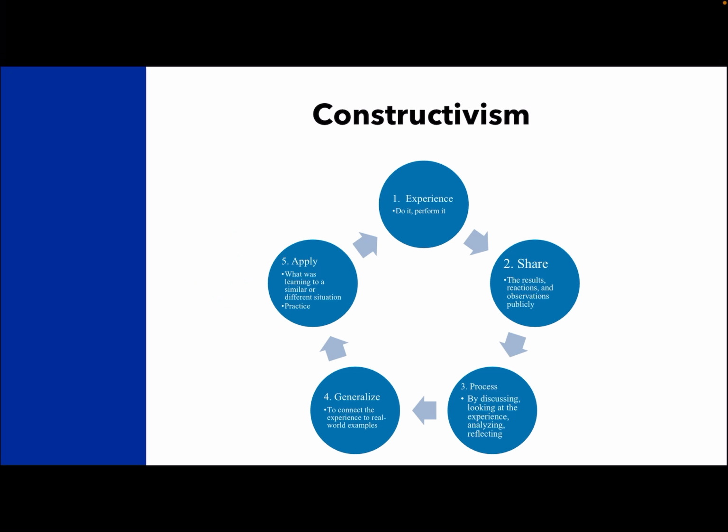So if we take a little bit deeper look at the constructivist model of learning, students have to first engage with an experience. It allows them to perform something, weirdly enough, like a chemistry lab. Once they have performed that thing, say a titration, they need to share that information, their results, their observations, the reactions that occurred publicly.